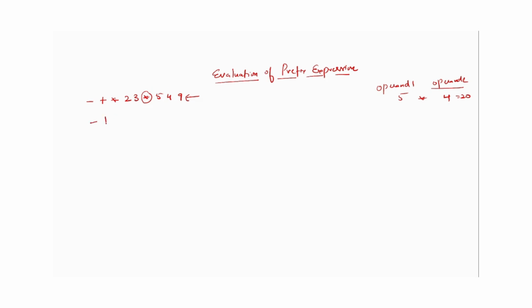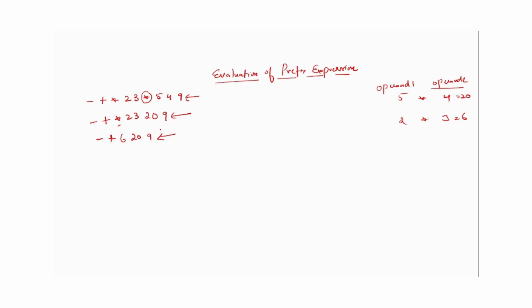So I'll write it again: minus plus star 2 3, so this part has been evaluated, therefore I'll write 20 and 9. Again we will scan from right to left. So 9 20 3 2 star, we will stop at this place. Now 2 would be our operand 1 and 3 would be our operand 2, and I will place star here. 3 into 2 is 6. I'll place 6 and 20 9.